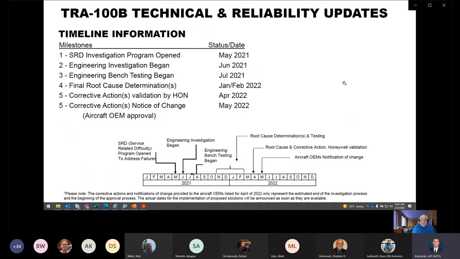Our timeline of events for the investigation: corrective actions and validation by Honeywell is expected in April of 2022. And based on those results, corrective actions and notice of change to Boeing and an EDIS to Airbus to gain their approvals for any necessary vendor service bulletins will occur. That's May of 2022.